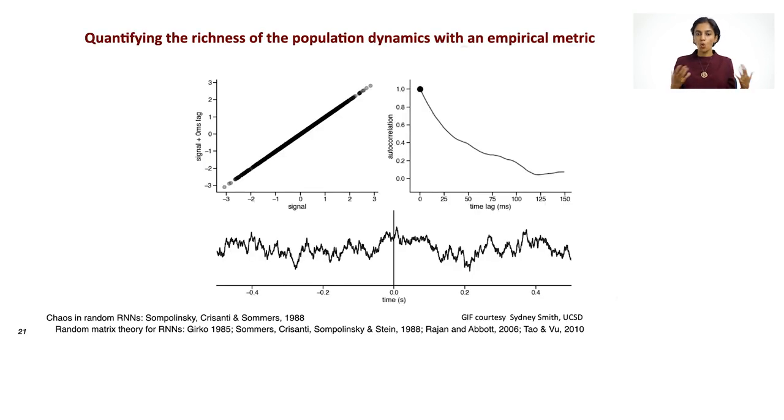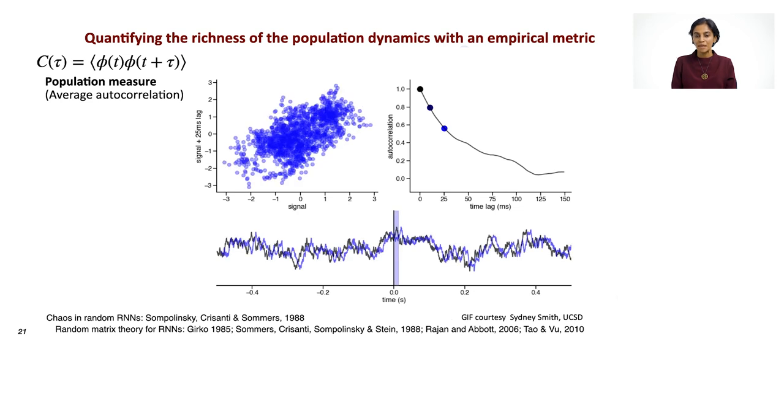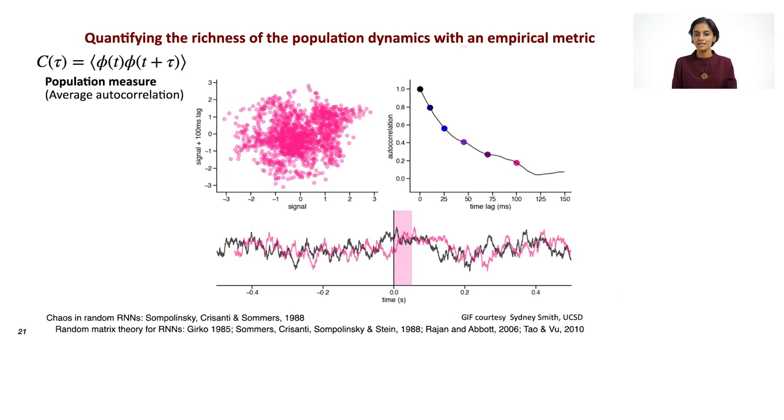So there is a way to quantify how rich these population dynamics are with a metric that experimentalists can also use on their data, right? And that's the metric of the average autocorrelation. So it's a population-wide measure. How it is computed is just by looking at the firing rate of everybody in this network at a certain time, multiplying it with their firing rate a certain time delay later, and then averaging over time and neurons. And that's what the angle braces in my equation symbolize.